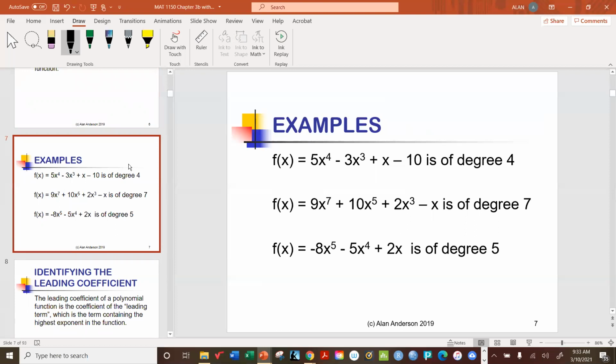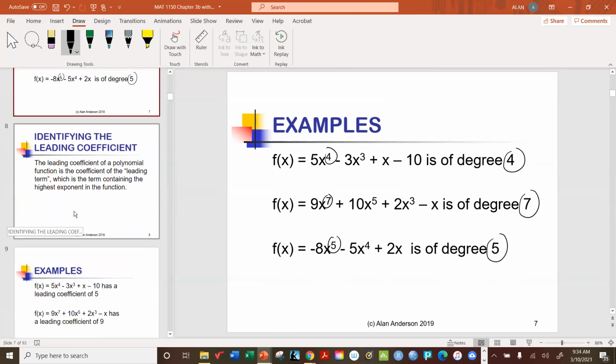In this first case, and by the way, you can see now why it's so convenient to have the exponents listed from the highest to the lowest. It really makes our job simpler here because you can see very clearly here the degree is 4, here the degree is 7, and here the degree is 5. The coefficients are not relevant here. All that we're looking for is the highest exponent in that function. All right, so I think everybody gets the idea there.